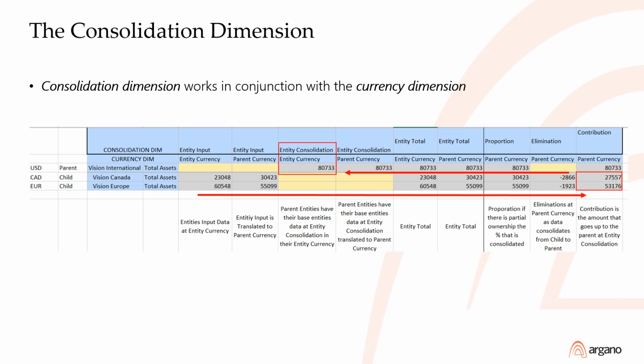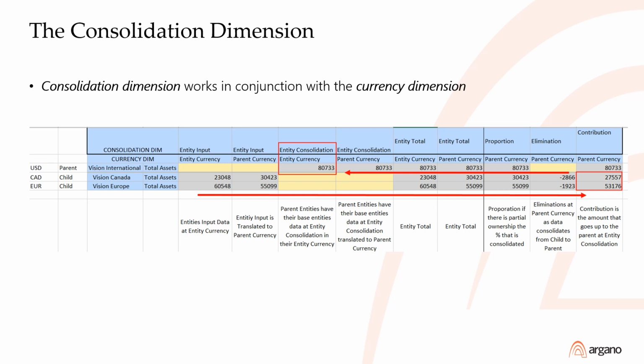Here we are just showing that the consolidation dimension works in conjunction with the currency dimension. If we take a look here, our first column is going to be entity input and entity currency. This is where entities input data at entity currency. Entity input and parent currency just shows that amount translated to the parent currency if it is different than the entity. And if we follow this line down here, we have entity total. Like we said, this is where we do most of our reporting.